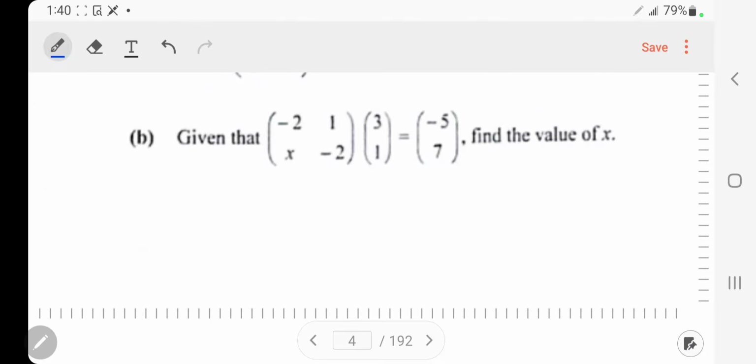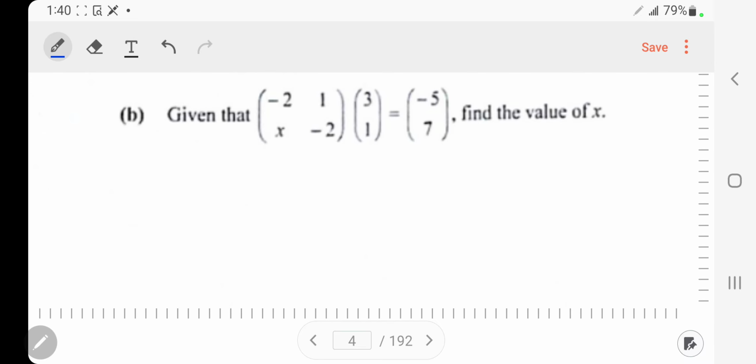Then for question 8b, it says that given that the matrix negative 2, 1, x, negative 2 times 3, 1 is equal to that, we are told to find the value of x. So how do we find the value of x? So we are going to begin. This one, we just need to multiply. So how do we multiply?